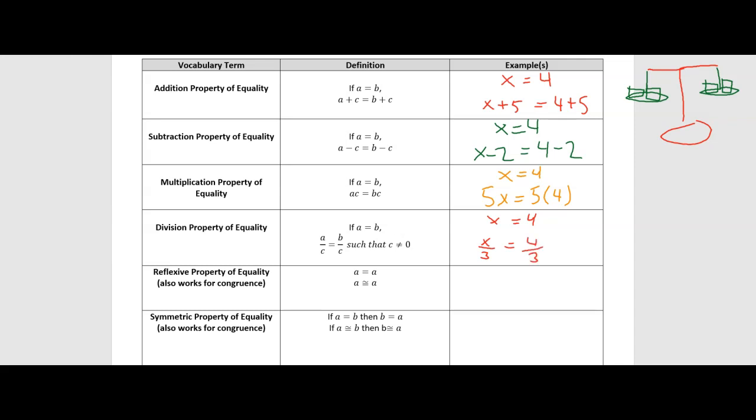Now the only thing here is you have to be careful. You just can't divide by 0, right? If I divide by 0, I'm going to get something that's undefined. And you'll talk more about that in upper level math classes, but for now it's good enough to know that you just can't divide by 0.